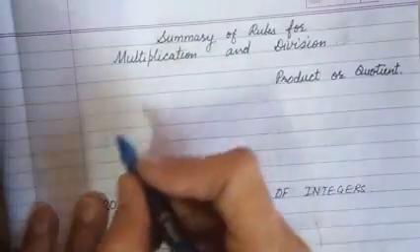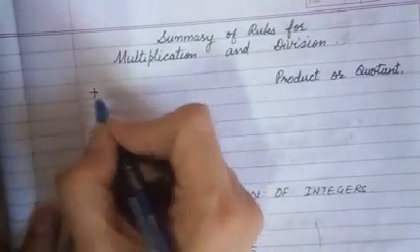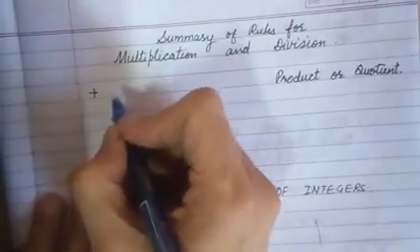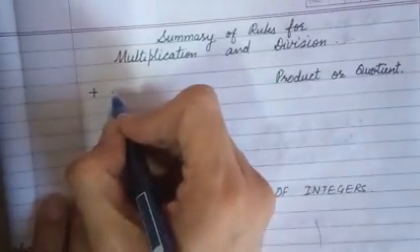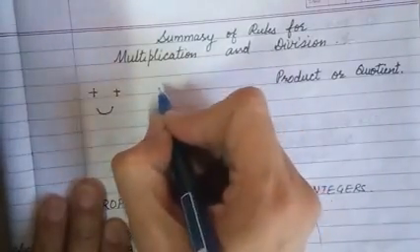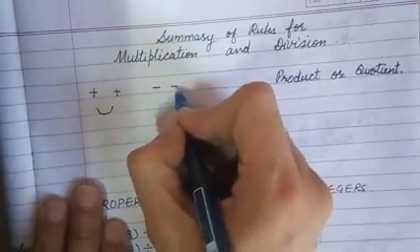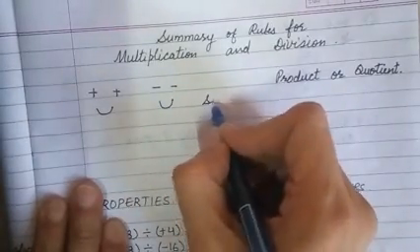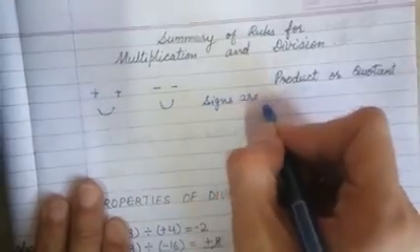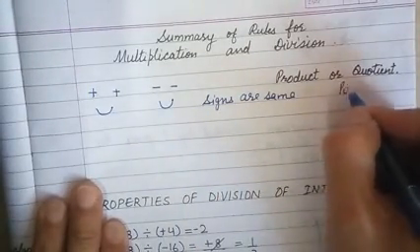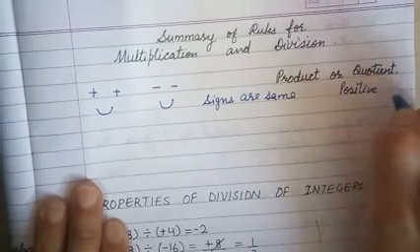Let us remember these using, let us learn these two smileys. Here the product or quotient of two positive integers is a positive integer. Removing negativity brings in positivity. So here if signs are the same, the product or quotient is a positive integer.